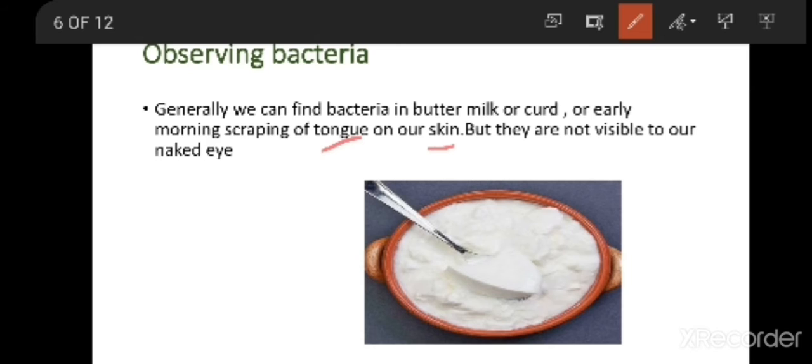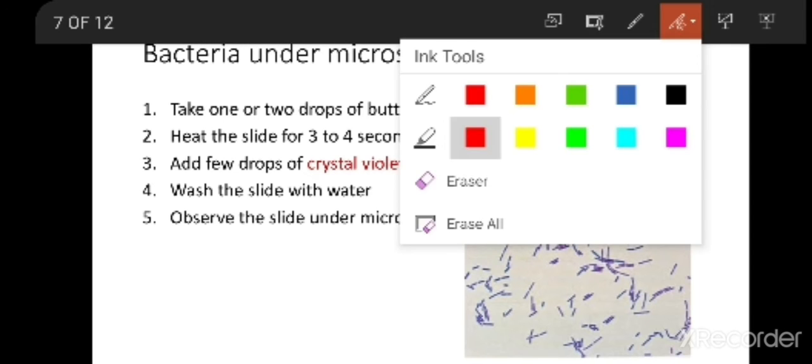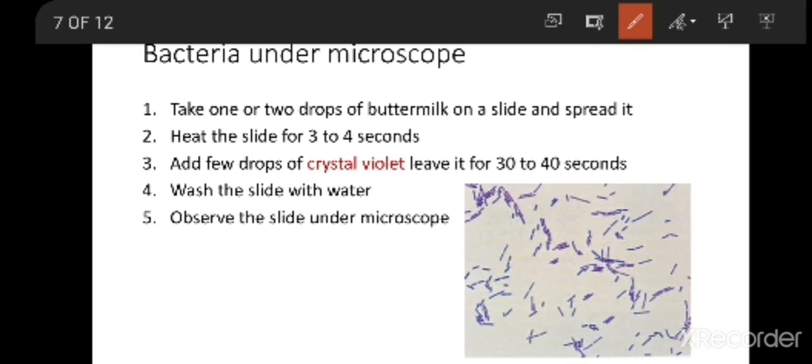Now we are going to see how bacteria can be observed with the help of a microscope. So, bacteria under microscope. How can you observe bacteria under a microscope? If you want to find out bacteria, we need one substance where bacteria will be staying. So we all know buttermilk contains bacteria. So what we will do?